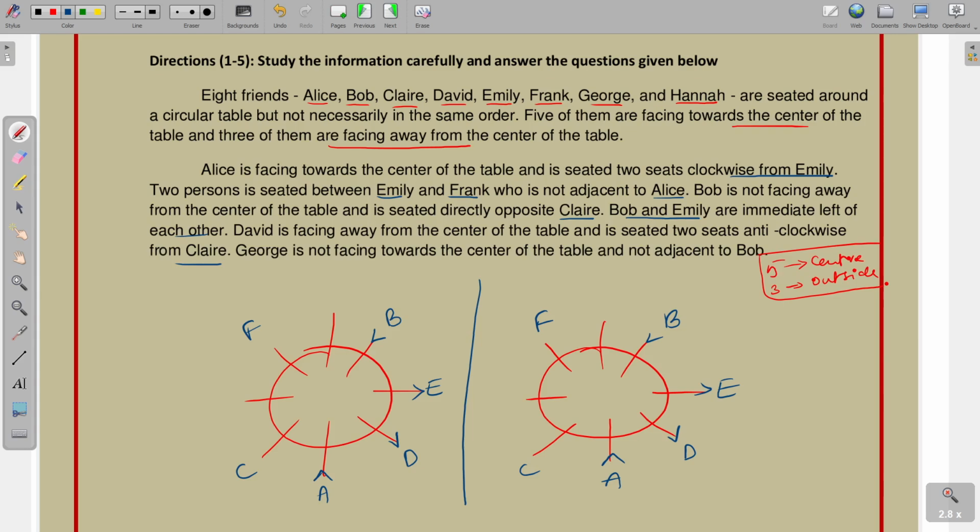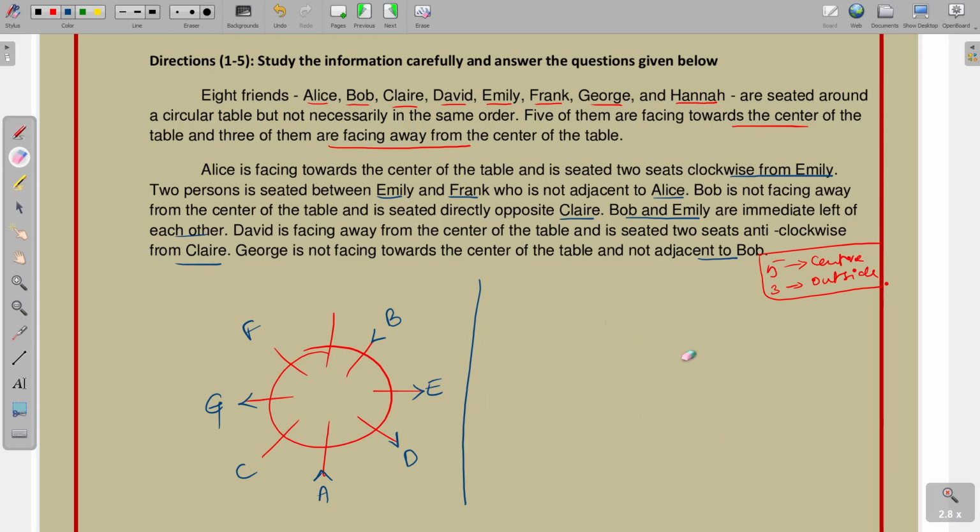Next, G is not facing towards the center of the table, not adjacent to B. So G is placed here and G is placed here. G is not facing towards the center, G is facing outside. Only one possibility we need. This is not required.